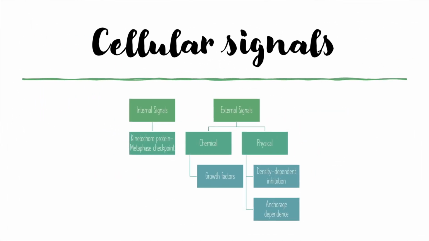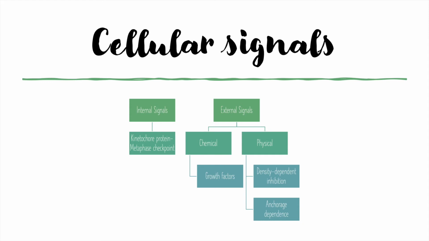There are also many internal and external signals that regulate the cell cycle. An internal signal includes the signaling during the metaphase checkpoint, where the centromeres must be lined up on the metaphase plate for the next stage of mitosis to continue. Kinetochore protein in centromeres are involved with signaling in this checkpoint, ensuring that both daughter cells receive equal number of chromosomes.